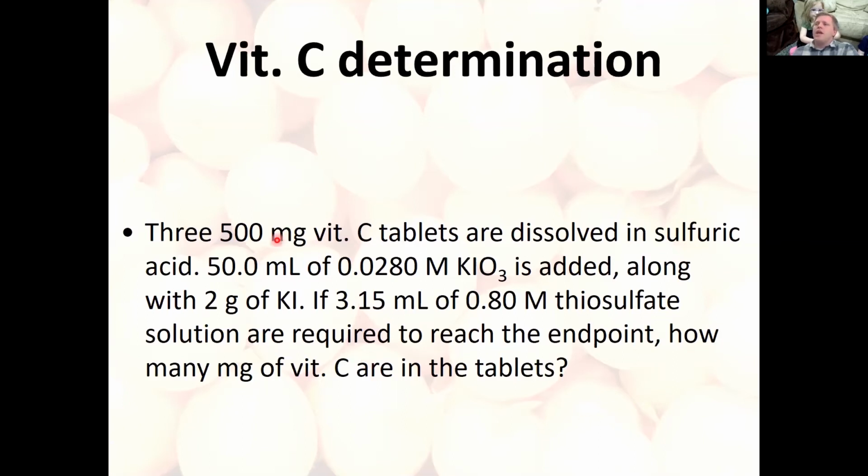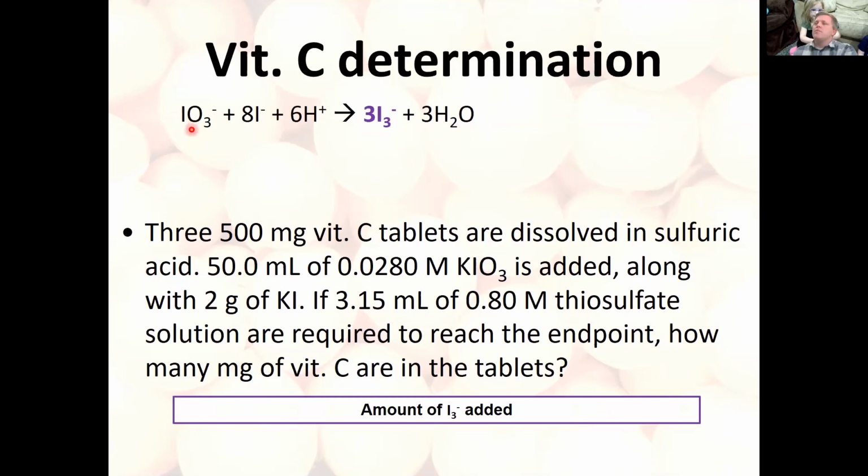All right, so we have 3 500 milligram vitamin C tablets, and they're dissolved in sulfuric acid. 50 mL of 0.0280 molar KIO3 is added, along with 2 grams of potassium iodide. If 3.15 mL of 0.8 molar thiosulfate solution are required to reach the endpoint, how many milligrams of vitamin C are in the tablets? Okay, so these are the equations we will need.